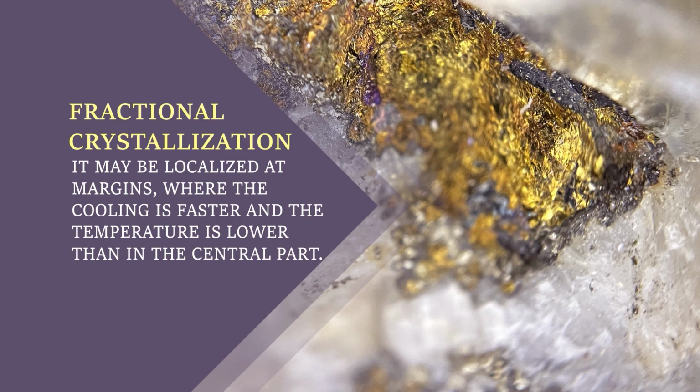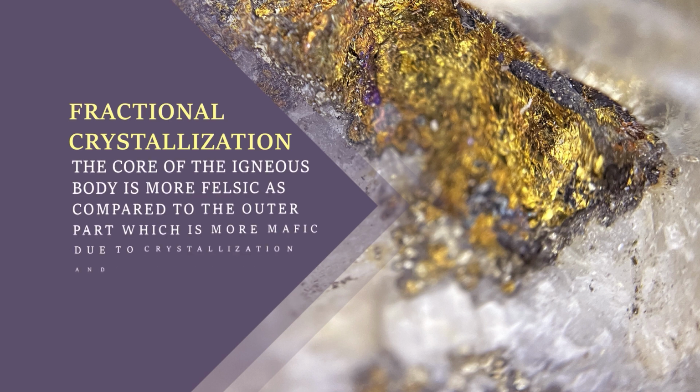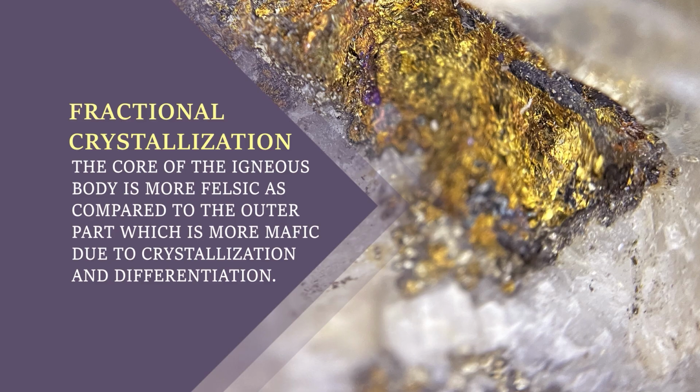So by the action of diffusion, the minerals formed during the earlier crystallization may be concentrated towards the margin of the igneous body, and the core of the igneous body can be more felsic as compared to the margin, which is more mafic due to crystallization and differentiation. During crystallization, there is a tendency for equilibrium to be maintained between the solid and liquid phases of the magma, which we have read in Bowen's reaction series.